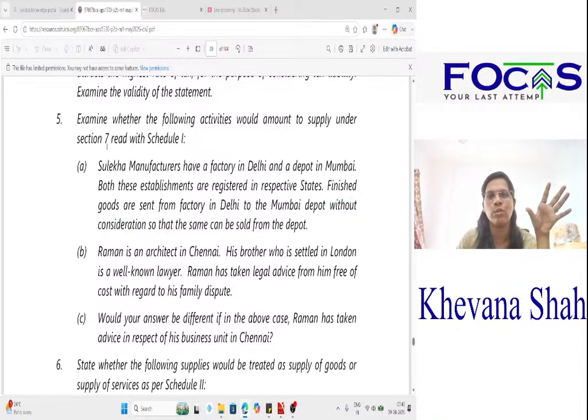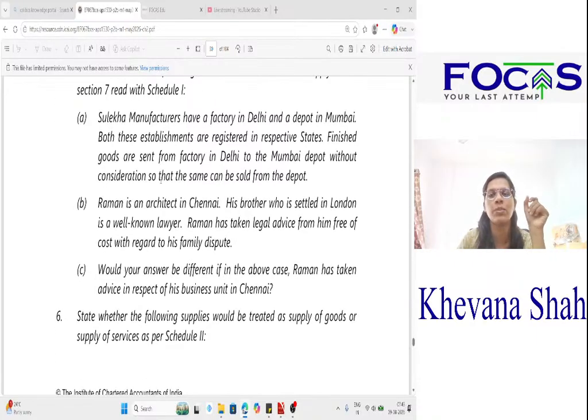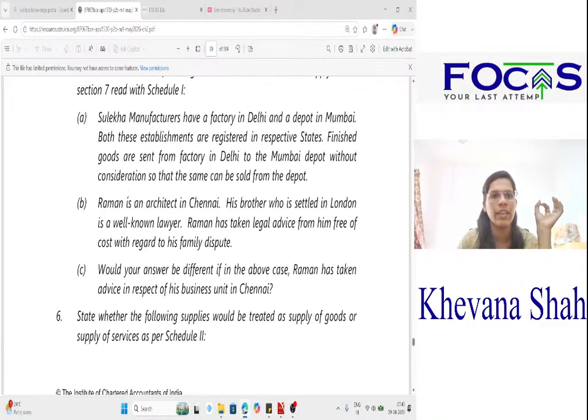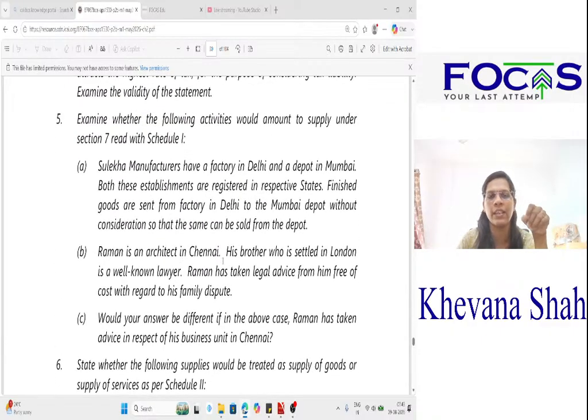So see, what we are doing is we are having a factory in Delhi and we are having a depot in Mumbai. Now these are establishments registered in their respective states. So see, even though they are registered in their respective states, they are establishments of distinct persons. So in that case, even though the supply is without any consideration, still this is a case of supply as per your section 7(1)(c).